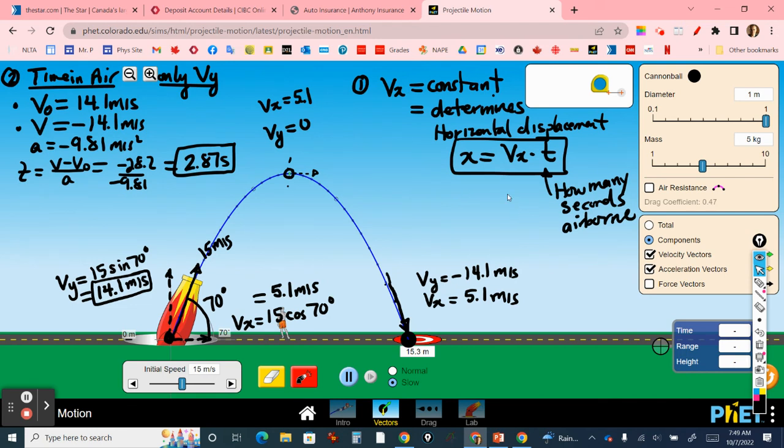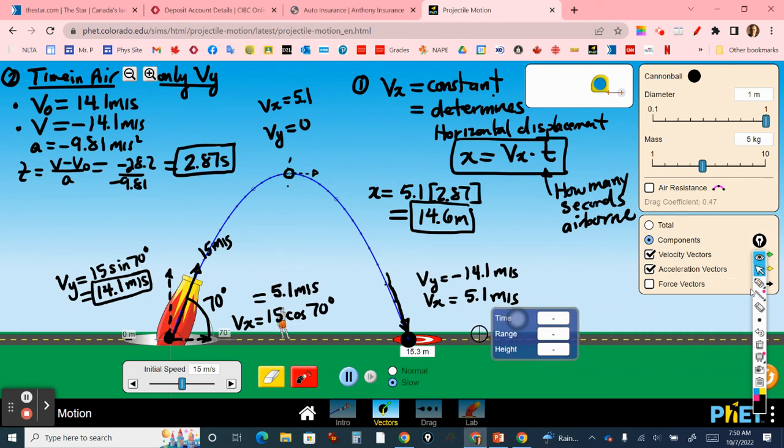So now we can continue number 1, and we can get the x is going to be the Vx, which is 5.1, multiplied by 2.87, and this will tell me how far sideways the projectile has gone. 5.1 times 2.87 equals 14.6. Now, I don't know if that's going to work perfectly because this 5.1 is rounded. So here is, again, I can take this, and this will give me the range. Oh, look, 14.7. 14.6. So it's very, very close.